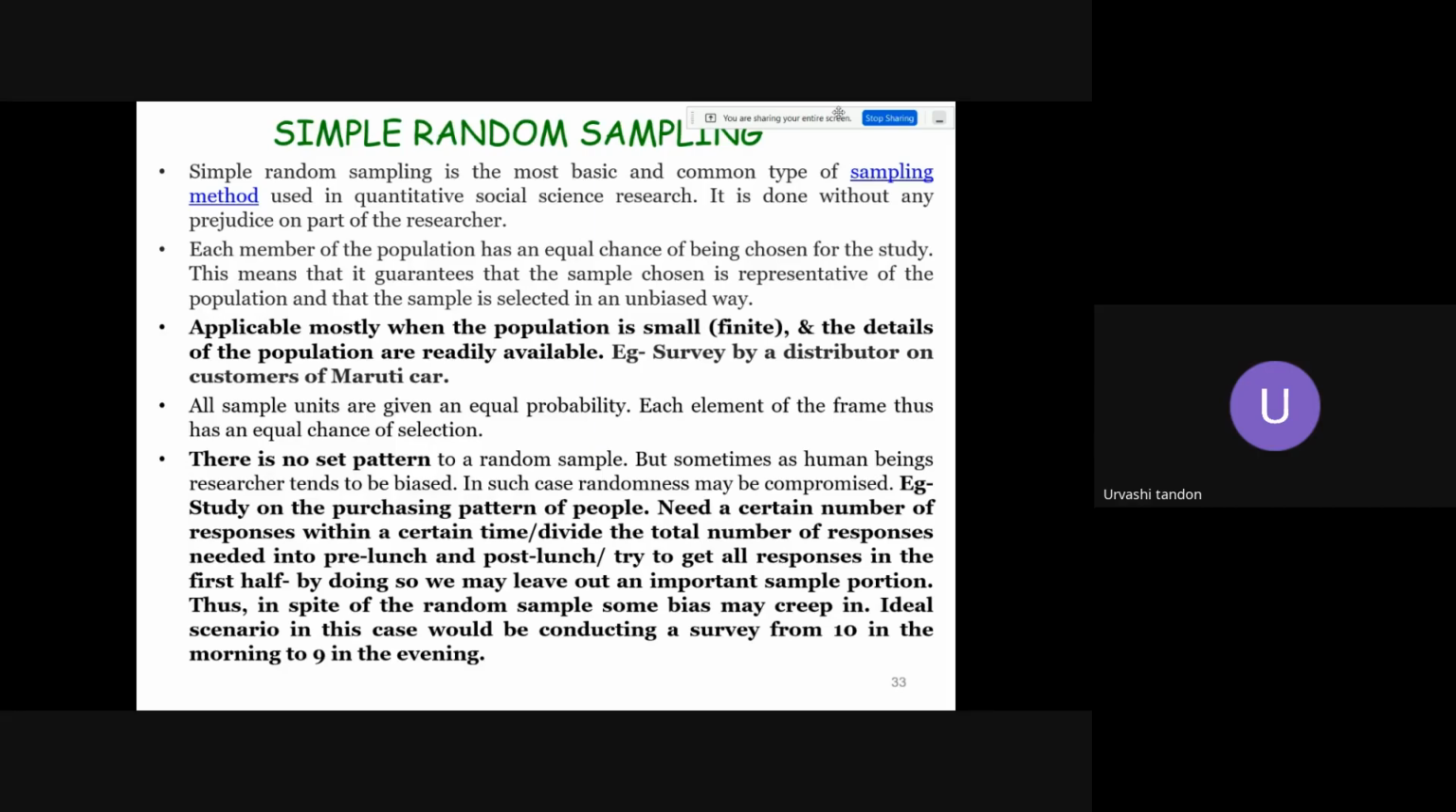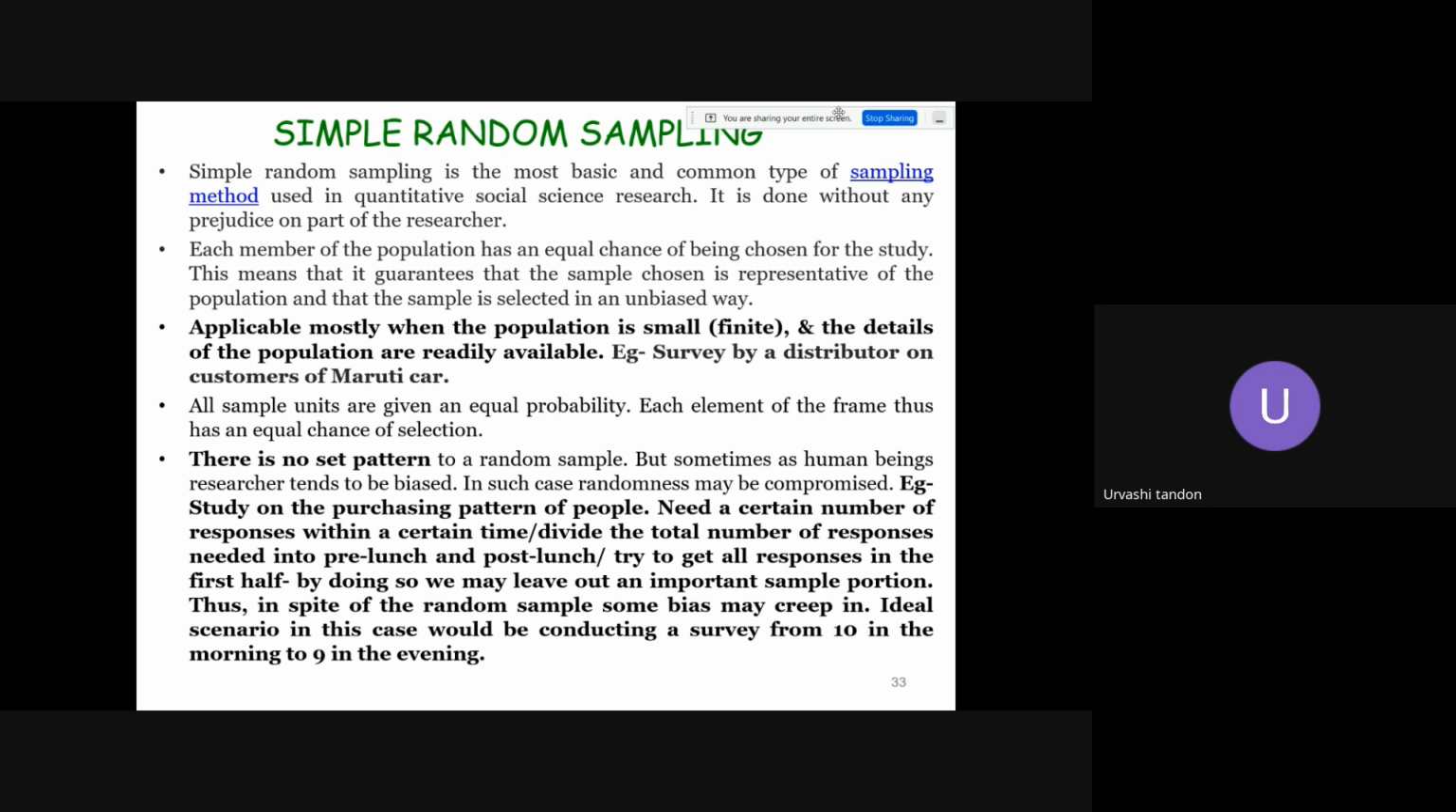Sampling, or what is the population, what is sampling frame. So today I'll start with simple random sampling because they are the probability sampling techniques where every person, or every unit, has got an equal chance of being selected, right? Simple random sampling is used in quantitative social science research. And here, nothing is in the hands of a researcher.